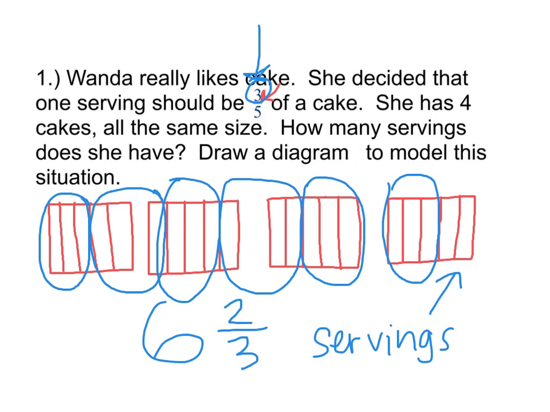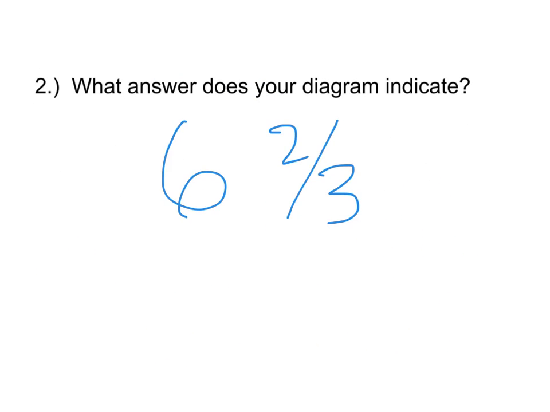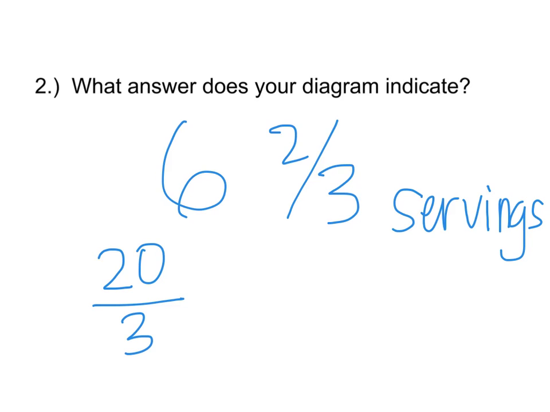Now, if I asked you how much cake is there left over, there would be 2/5 of the cake. But since it's the servings that we're looking for, it's 6 2/3. So, like we just decided, 6 2/3 servings is our answer for number 2. That's the answer that our diagram indicates. We could also have written this as 20/3. Okay, that's the improper fraction form, and that's going to be helpful with our next question.